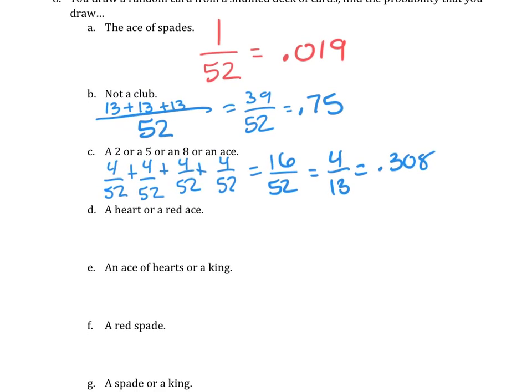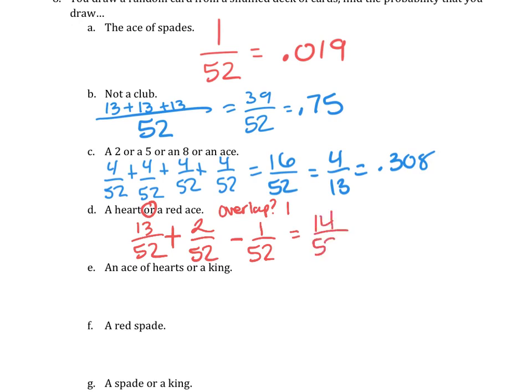Okay, letter D. A heart or a red ace, so or means addition, which means we have to check for overlap. Can a card be a heart and a red ace at the same time? Yes it can, it's the ace of hearts, so there's 1 overlap. So with the hearts we have 13 of them, plus the red aces, there's 2 red aces, the ace of hearts and the ace of diamonds. Then we have to minus the overlap, so minus that ace of hearts, the 1 over 52. So that would give us 14 over 52, which can be reduced to 7 over 26, which would be 0.269.